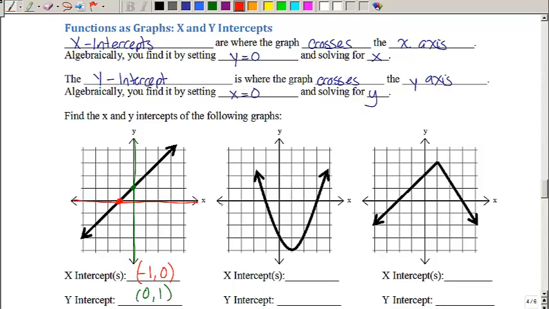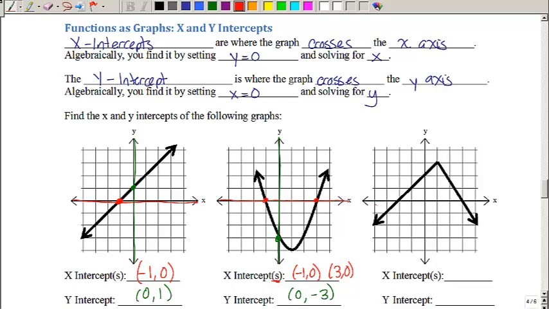On the next picture, on the x-axis, it looks like my graph crosses twice. Am I allowed to have more than one x-intercept? Well, yes, I am. I have two x-intercepts. One is at (-1, 0), and the other one looks like it's at 1, 2, 3, so (3, 0). On my y-axis, it looks like my graph only crosses once, which is the maximum number of y-intercepts you're allowed to have. You're only allowed to have one if your relation or graph is a function. The y-intercept looks like it's at (0, -3).